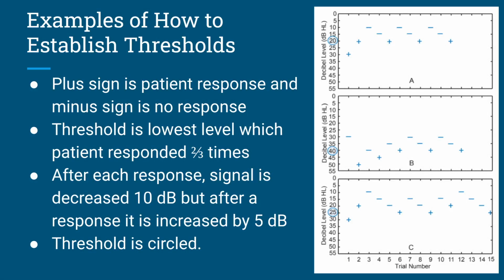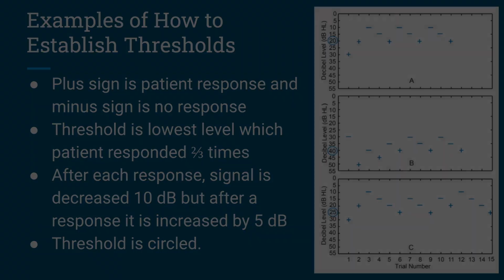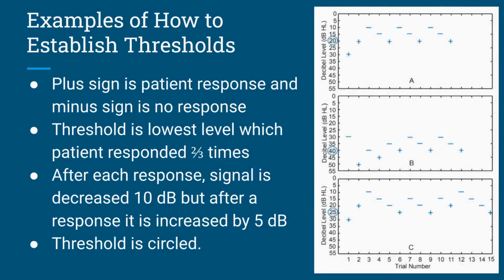Let me double check to make sure I didn't miss anything. Yeah. Here are some examples of threshold responses. Let me go through some of these with you briefly. Some of the key points about these 3 examples: the plus sign represents a patient response, and the minus sign is no response. Threshold is the lowest level at which the patient responds 2 out of 3 times. After each response, signal is decreased by 10 dB, but after no response, it's increased by 5 dB, and then the threshold is circled.